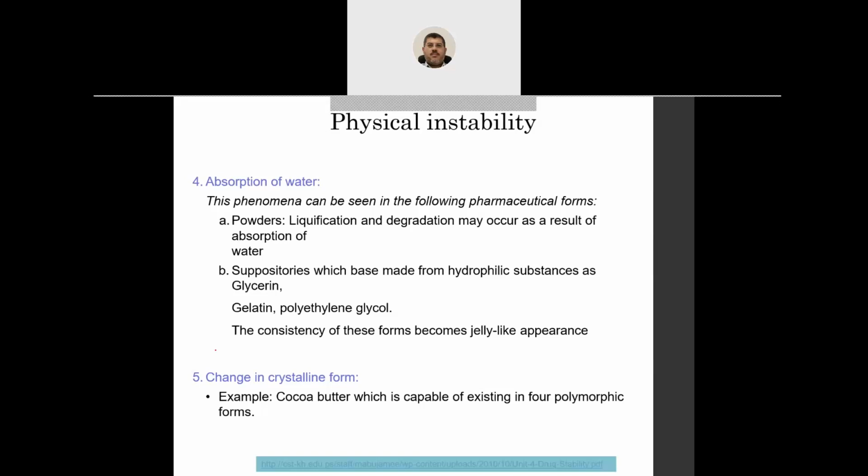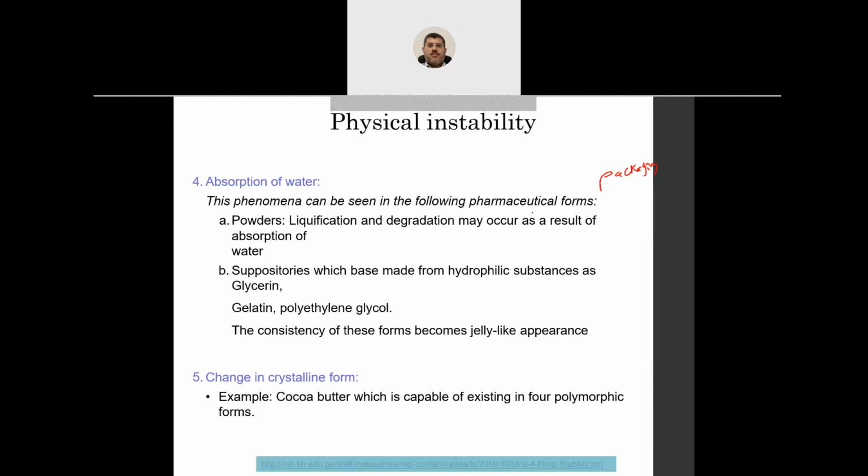How to prevent this? You cannot change the characteristic of the material, but it is through packaging. You can pack the material in packaging that is impermeable to water, so it will prevent entrance of water into the dosage form. So you prevent this through packaging in water resistant containers, water impermeable containers.